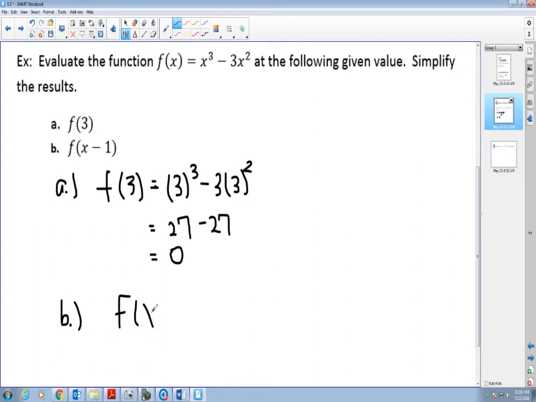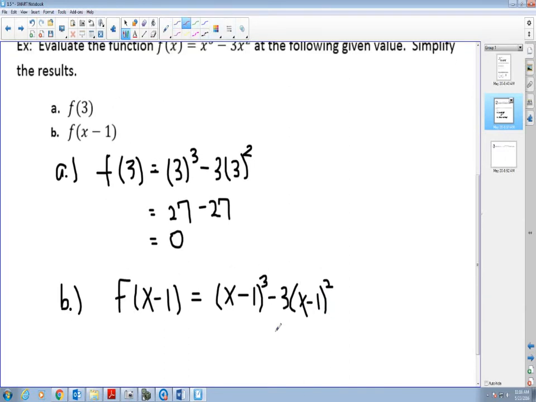Alright, so let's do a little bit of algebra here. Substitute x minus 1 for x, so that will be x minus 1, the whole thing to the 3rd power, minus 3 times x minus 1, the whole thing squared. The subtraction sign here tells me that my expression has 2 terms.